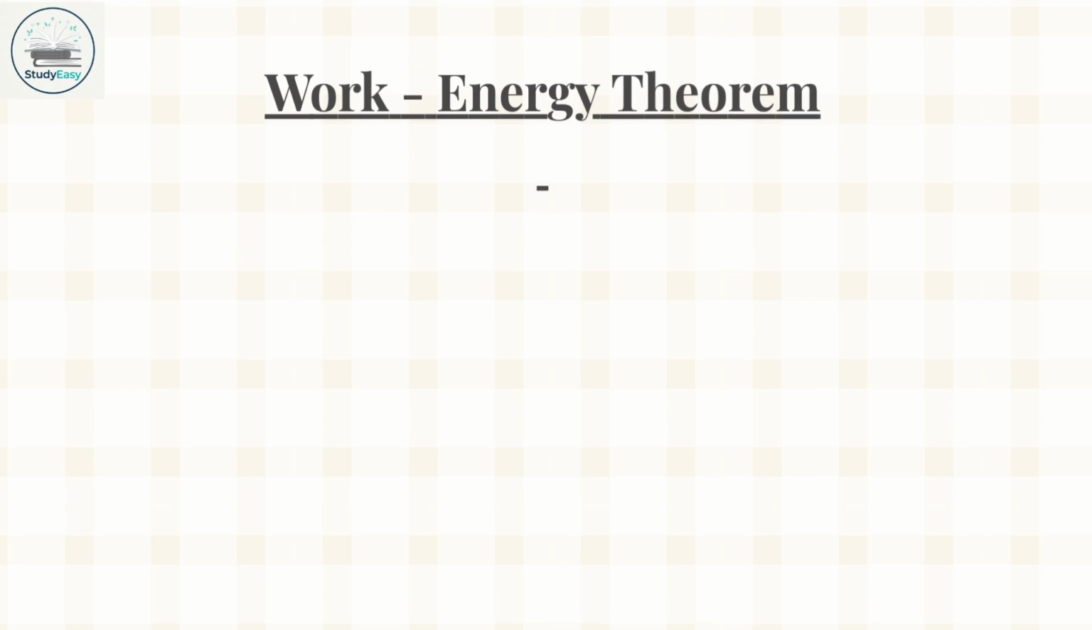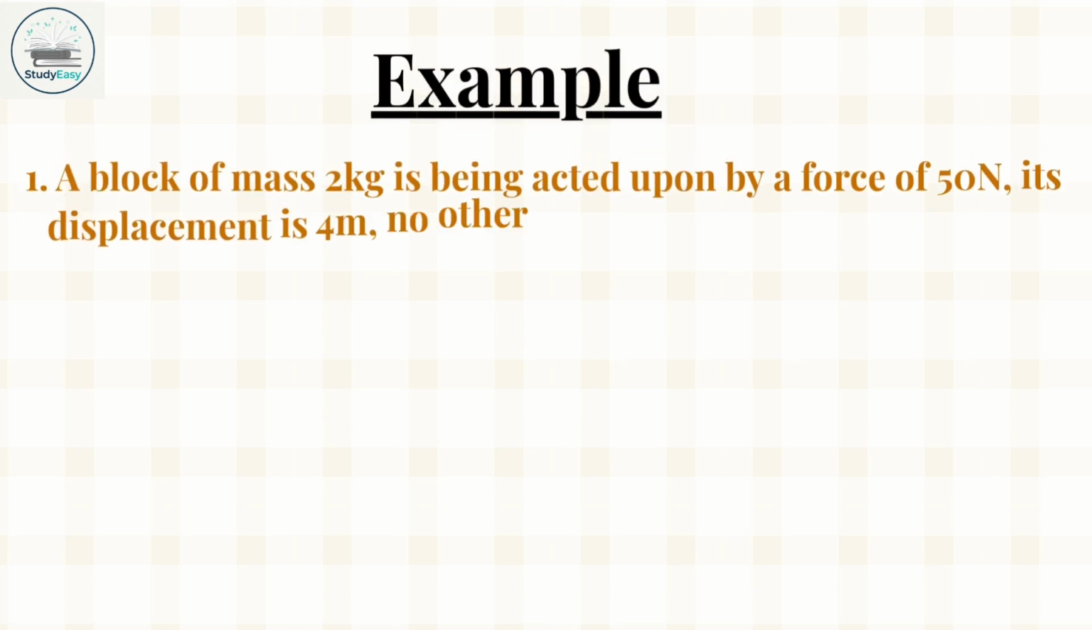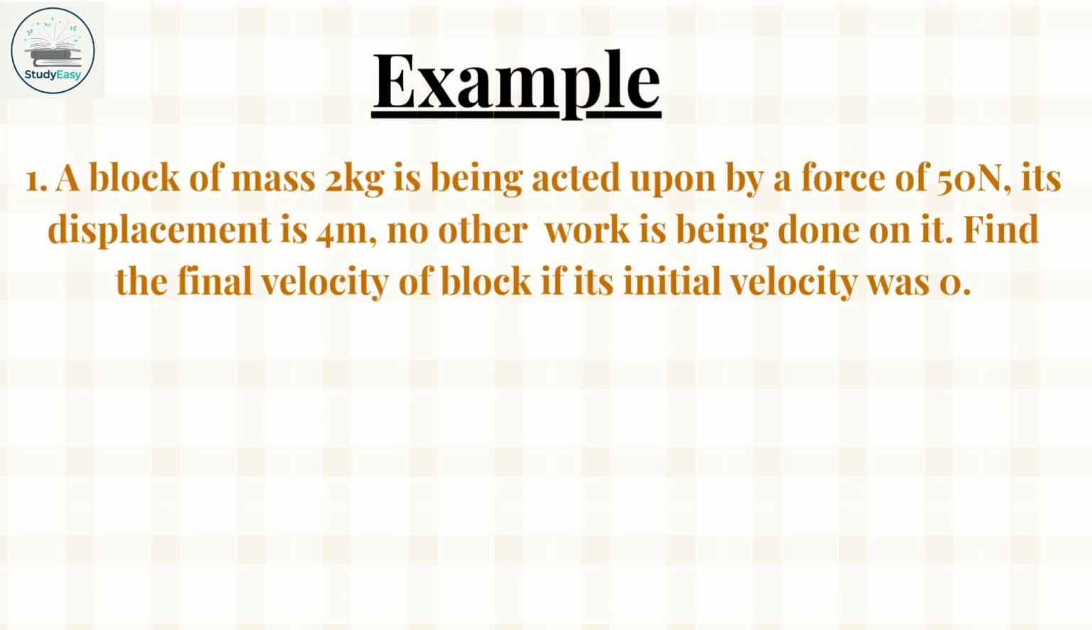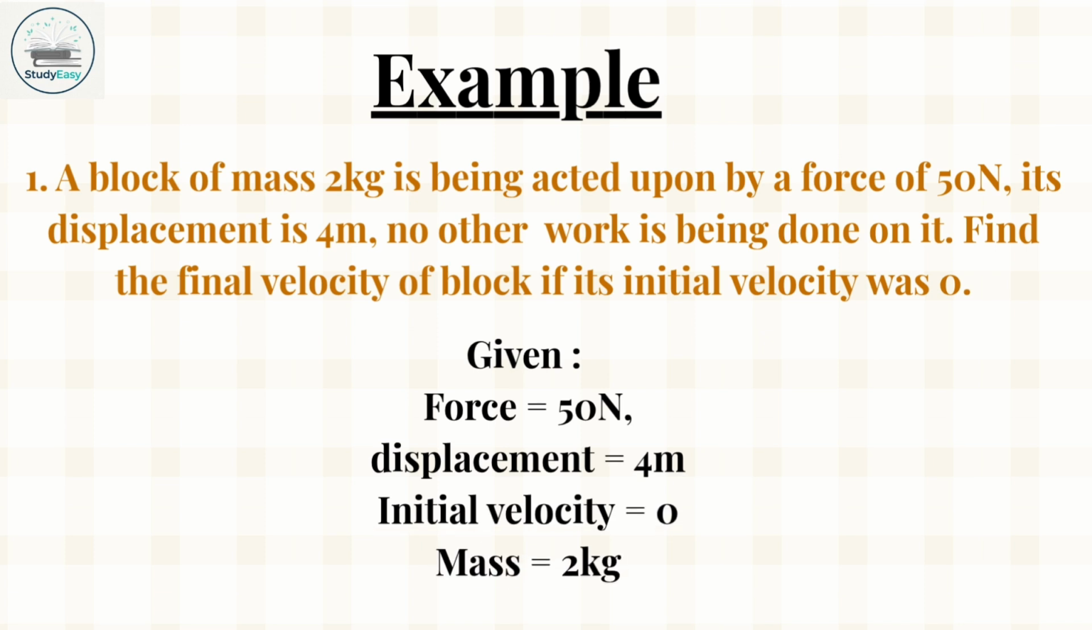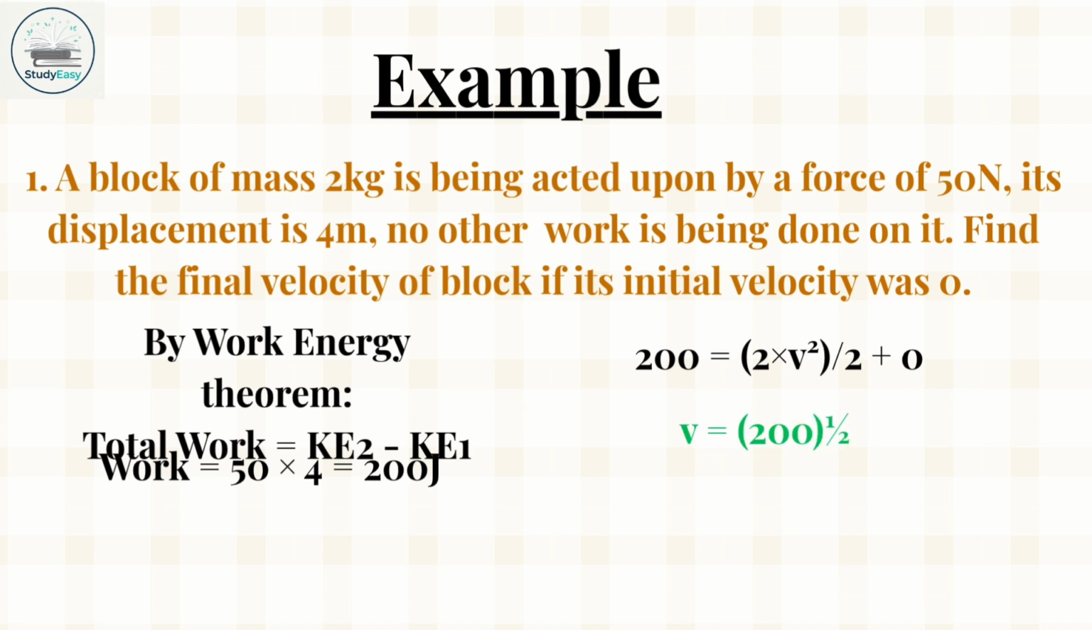Next is the work energy theorem. It simply states that the total work done on a body is equal to change in kinetic energy of that body. Here's an example where we apply the theorem to find final velocity. Simply calculate the total work done of all forces being applied and set it equal to final minus initial kinetic energy.